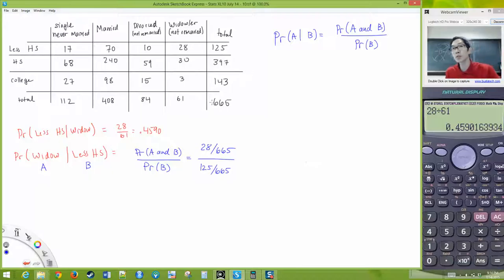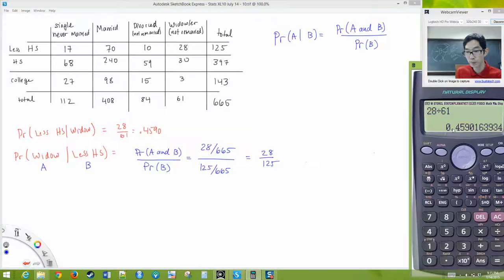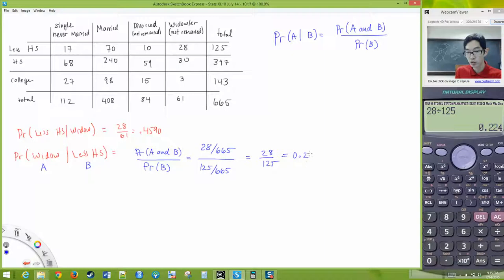We covered reading the two-way table in chapters 1 and 2, so this is just reading the two-way table. Probability of less than high school is 125 over 665. So this becomes 28 over 125, and we punch that in. 28 divided by 125 is 0.224.